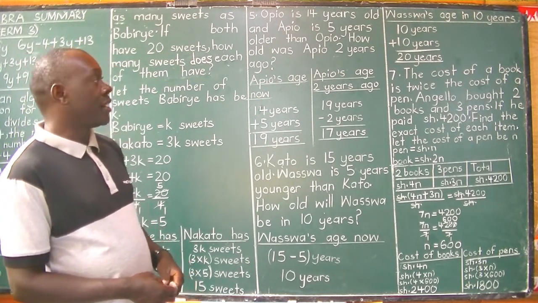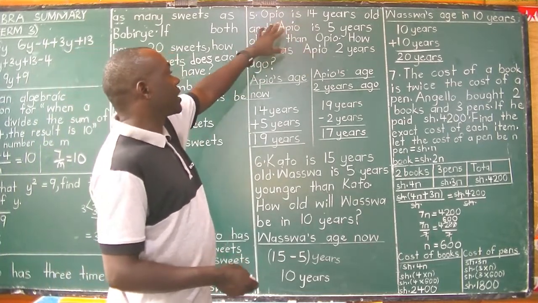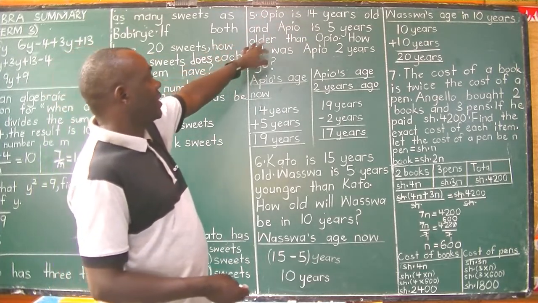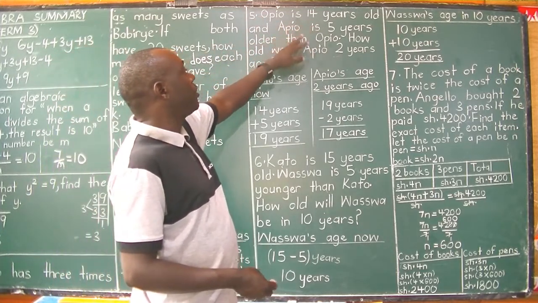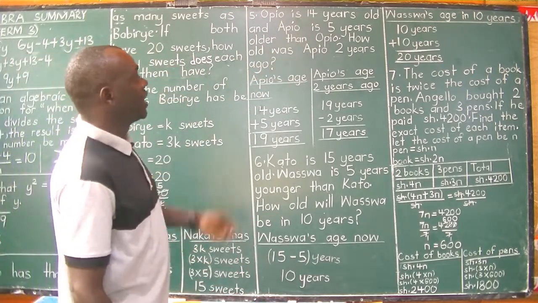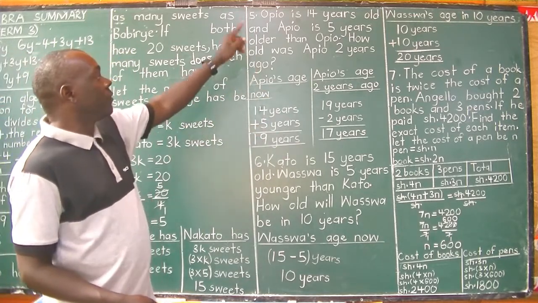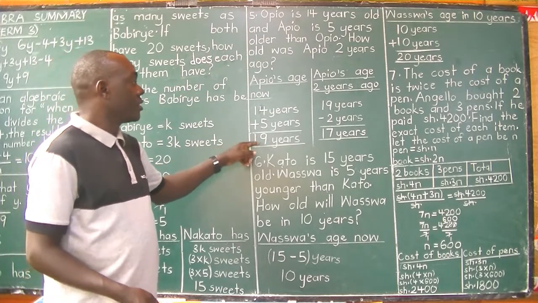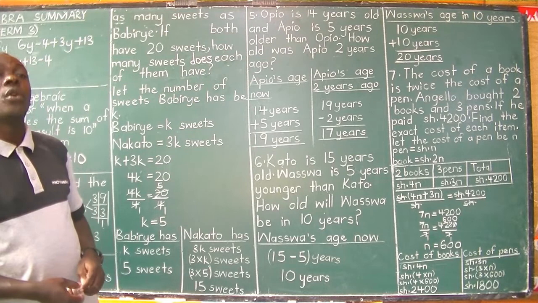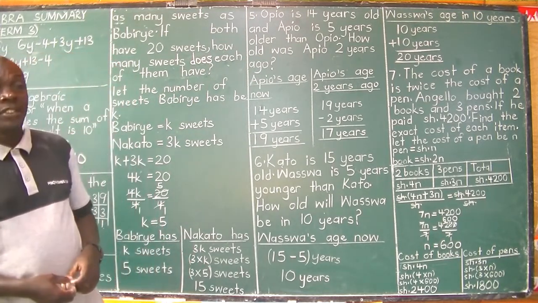If you have read and understood, you will find out that Opio's age is given, whereas Apio's age is not given to us. They are just telling us that Apio is 5 years older than Opio, who is 14. So Apio's age is yet to be found. So Apio's age now, you get 14 years plus 5 years. So Apio is 19 years old, because Apio is older than Opio, who is 14 years, by 5 years.